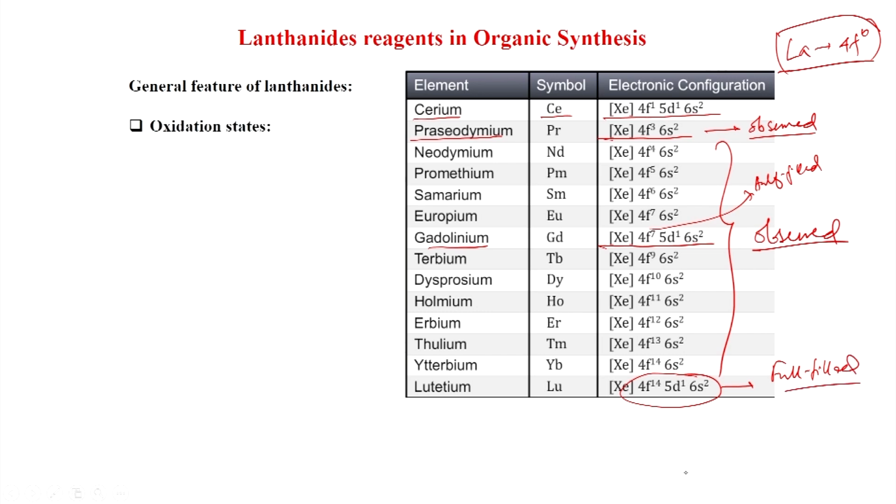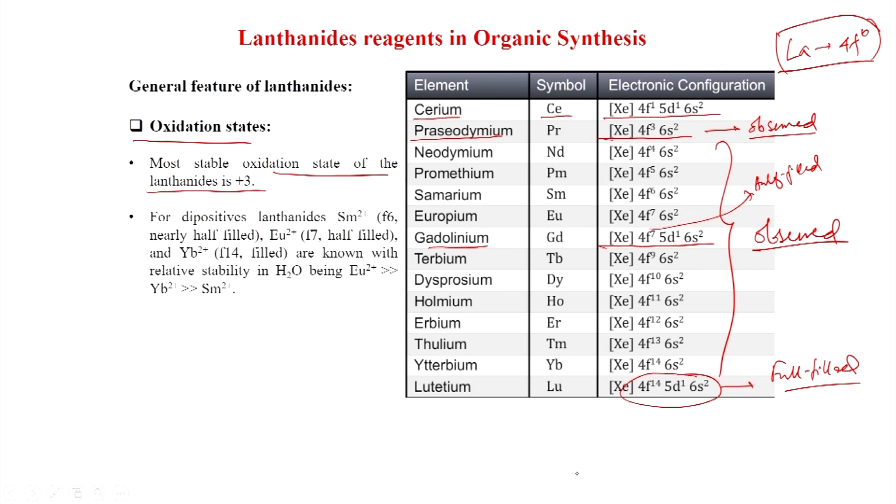So, now we will see the oxidation states. The most stable oxidation state of the lanthanides is +3. For divalent lanthanides, samarium +2 is 4f6, nearly half filled, europium +2 is 4f7, half filled, and ytterbium +2 is 4f14, filled. These are known with relative stability in water, with europium +2 being more stable than ytterbium +2, which is much more stable than samarium +2.